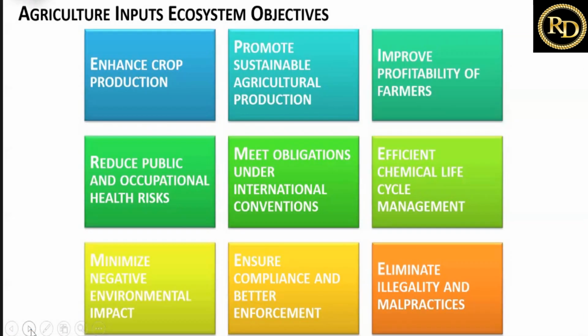Now, what are the typical objectives of any input ecosystem? It has to definitely enhance crop production, promote sustainable agriculture production, improve profitability of the farmers, reduce public and occupational health hazards, meet obligations under international conventions, ensure efficient chemical life cycle management, minimize negative environmental impact, ensure compliance and better information, and eliminate illegality and malpractices.